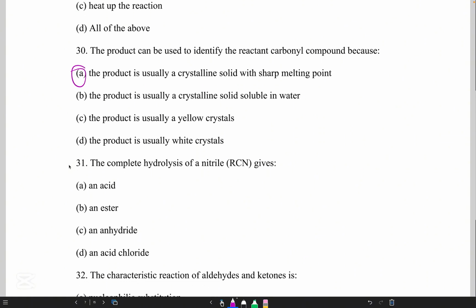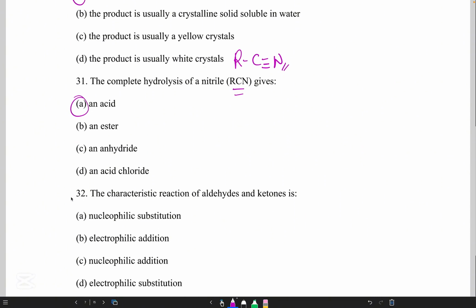Now, the complete hydrolysis of nitrile gives, now when nitriles are hydrolyzed, nitriles are something like this. When they are hydrolyzed, they give a carboxylic acid. So the correct answer is option A. The hydrolysis of nitrile gives a carboxylic acid.